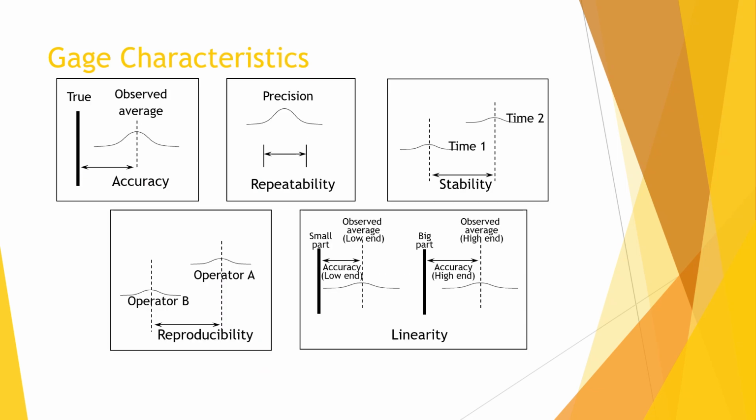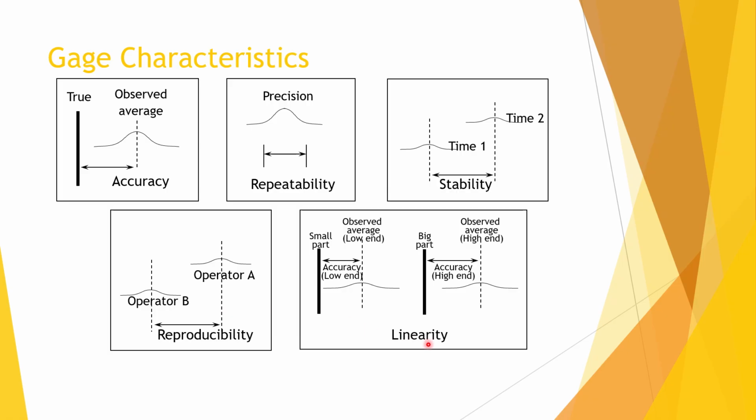Gauge characteristics. The difference between the true value of what you're measuring and the observed average is known as what? Accuracy. Precision is all about repeatability. Then you got stability. Is the mean average stable over time? And you see like the average is right here, then boom, it shoots up to here. So it measures stability. And then reproducibility, that's among different appraisers. And if operator A is measuring the same exact item, and operator A is getting an average mean right here, but operator B is getting average mean right here, it's not good. That means it lacks reproducibility.